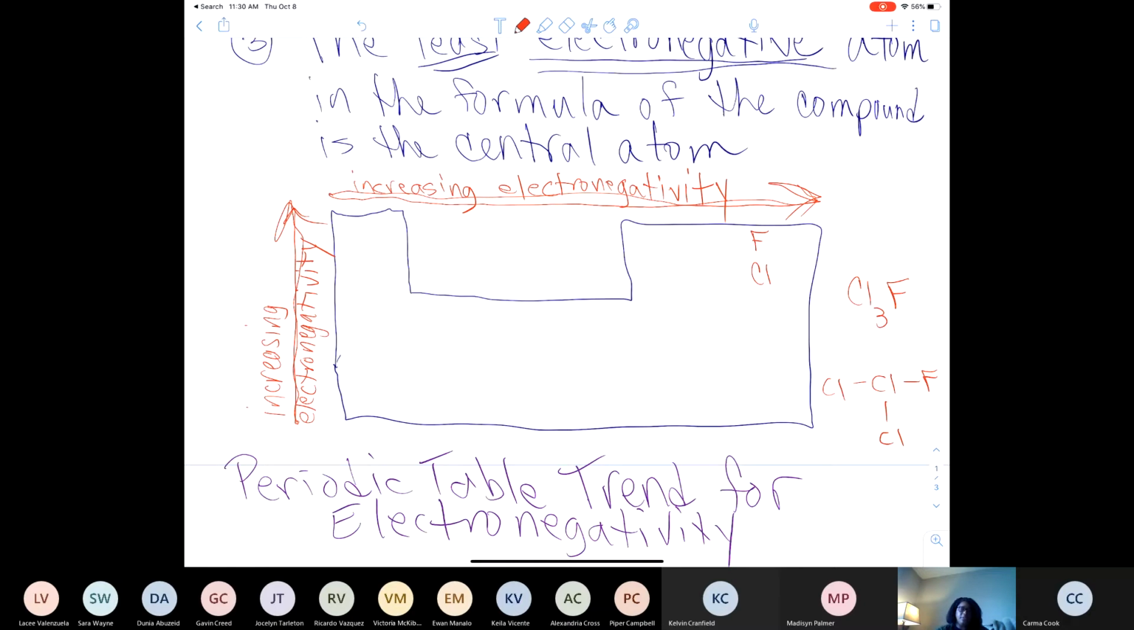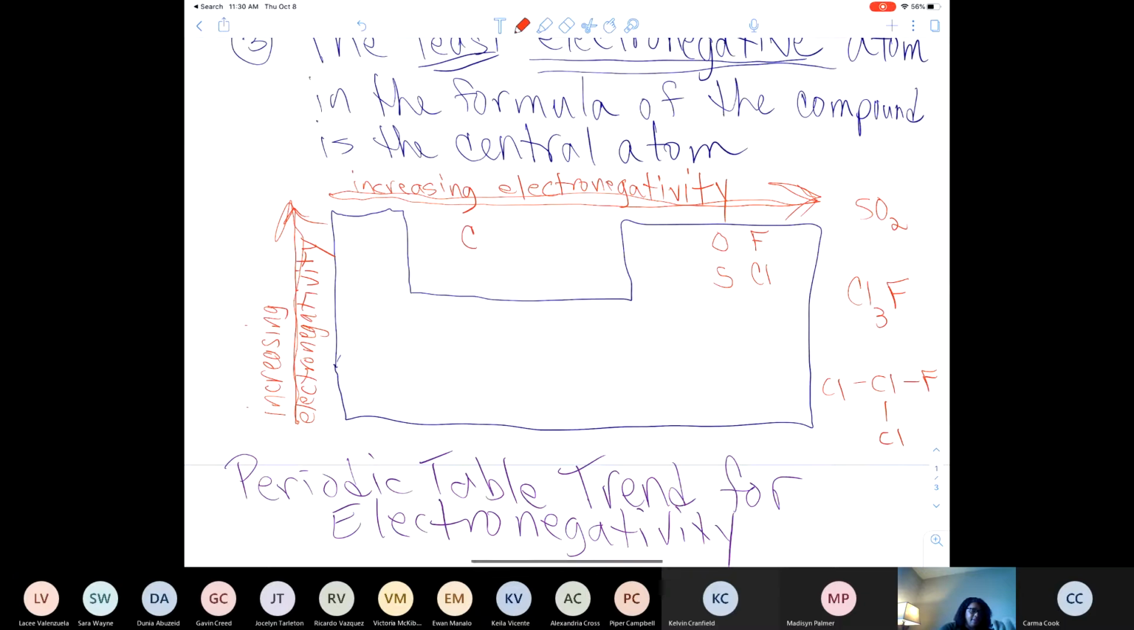What about SO2? Both sulfur and oxygen are in group 6. So which is least electronegative, sulfur or oxygen? Sulfur. Very good.